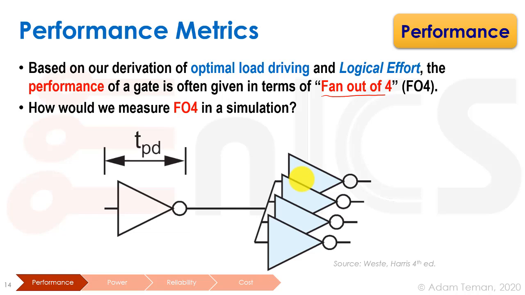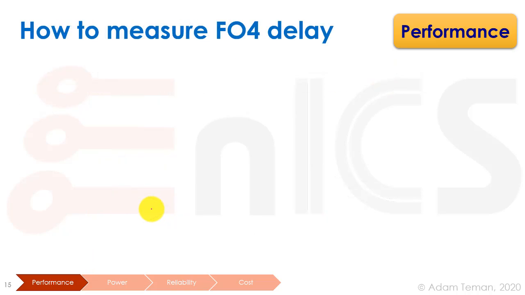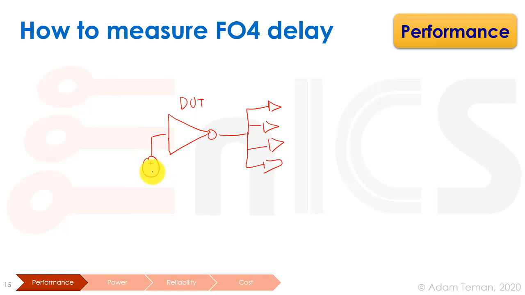But how would we measure fan out of 4 in a simulation? The common way would be to take a pulse generator, put a pulse in, and measure the TPD of this thing. Is that the right way to do it? Well, I'll ask you that. What happens if we take this gate, our device under test, and drive it? We can connect a fan out of 4 at the output, and then put on some sort of pulse generator over here, stick in a pulse, and measure what the TPD is.